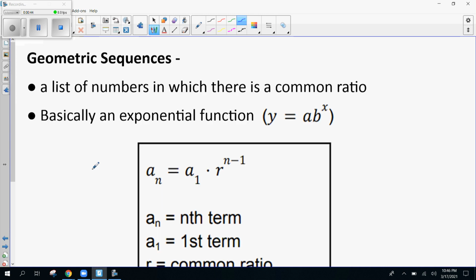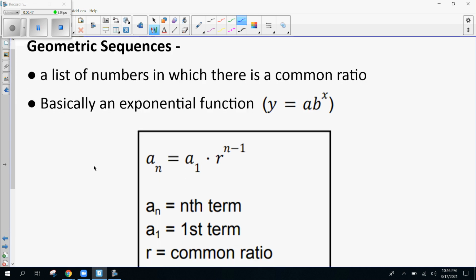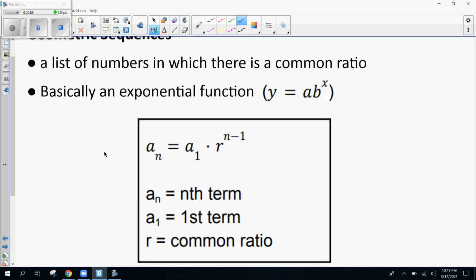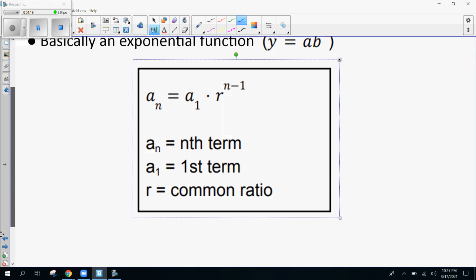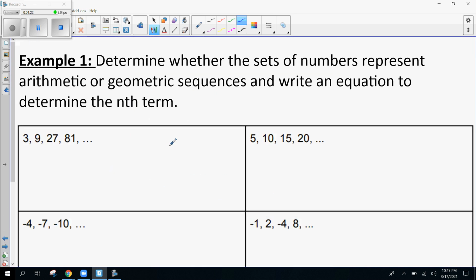The next type of sequence is a geometric sequence, in which a list of numbers has a common ratio. Basically, it's the exponential function that we've been studying the past week. When we have this, we have a sub n equals a sub 1, which again is the first term, times r, being the common ratio, to the n minus 1 power. And a sub n is the nth term. You would replace n with the term number that you would like to find. Here are some examples for us to determine what they are.